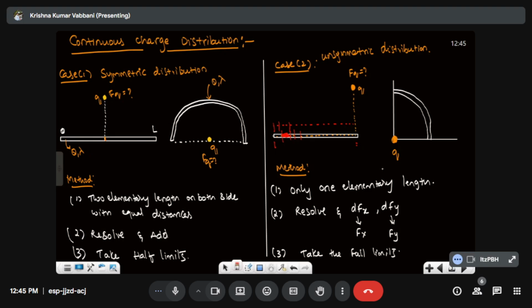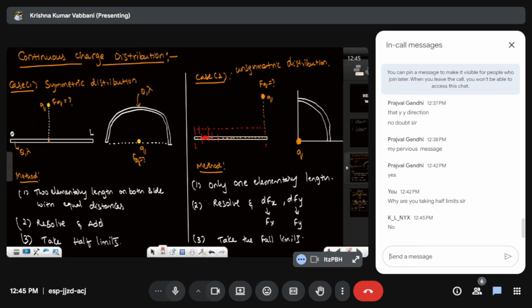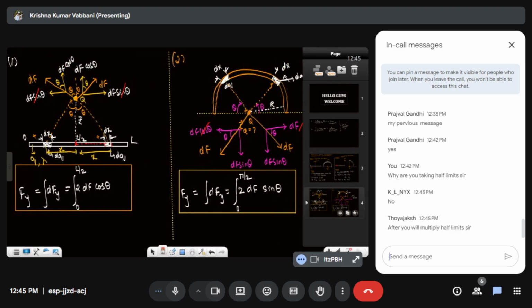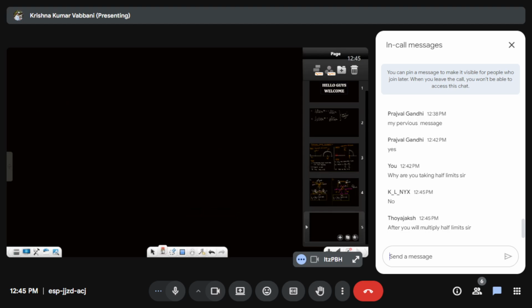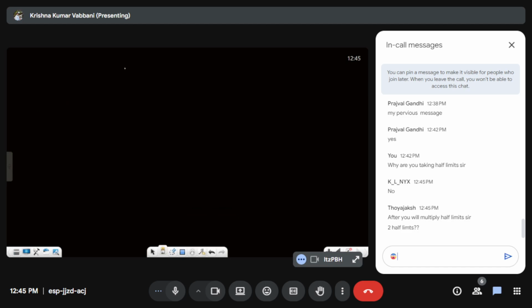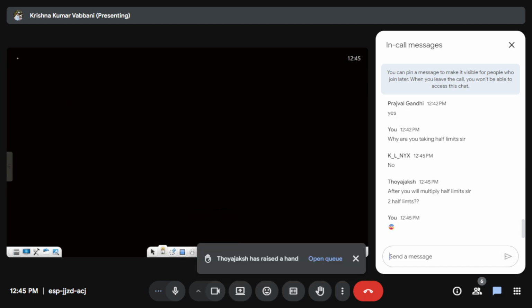Is that clear? Okay, now let's solve the problem. So are you multiplying the half limits or two half limits? No, no, no, no, no, Toyajax. I will give you an example.